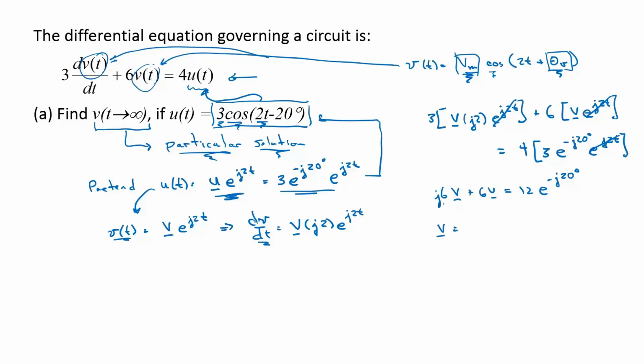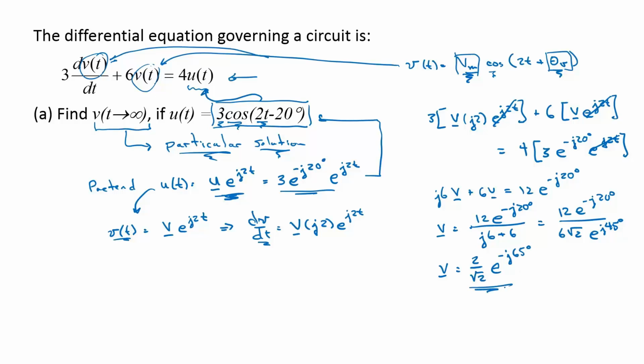So v, if I divide out this j6 plus 6, is equal to 12 e to the minus j20 degrees over j6 plus 6. Division's easier in polar form, so I'm going to convert the denominator to polar form. 12 e to the minus j20 degrees over 6 root 2 e to the j 45 degrees. So v as a phasor is going to be 12 over 6 is 2 over the square root of 2, and e to the minus j20 minus 45 is minus j 65 degrees.